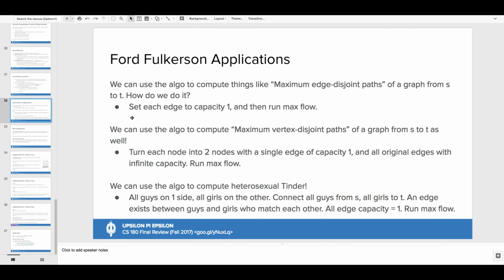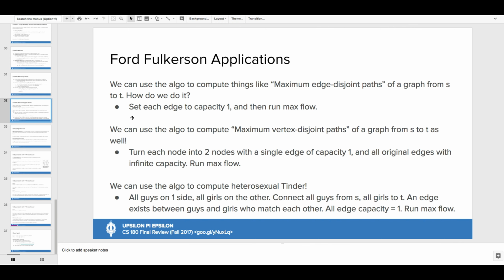Therefore, if the capacity is 1, then you can only have 0 or 1 for your flow through that edge. 1 means that you have taken the edge, and 0 means that you did not decide to select that edge to be one of the edge disjoint paths from S to T.